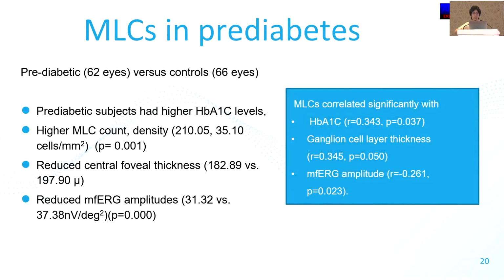Now in this study we looked again at MLCs in pre-diabetes, and what we saw is that the MLCs did show excellent correlation with the multifocal ERG amplitude. They also had reduced foveal thickness. Although there were no structural changes in the ganglion cell layer or RNFL, and no vascular changes at all, this early neurodysfunctional evidence was there.